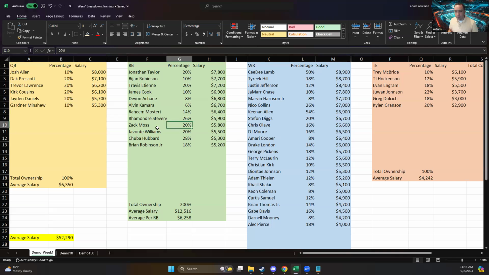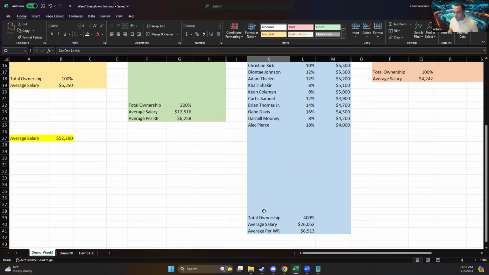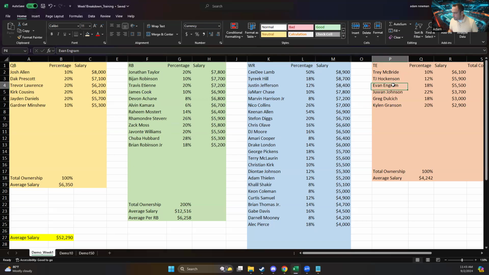So this is an example of what a running back pool might look like. Again, don't worry about the players here. This isn't about the players. I have some players intentionally that I do not like. Same thing with wide receivers. I have a wide receiver in the flex, so my wide receiver ownership needs to equal 400%. And if I changed Alec Pierce's here to 22%, you'll see the formula change adds 4% to the total. And it's really important that you get all this right.